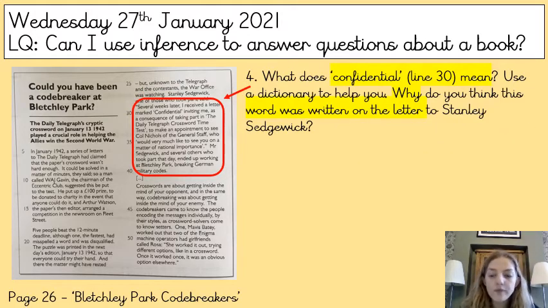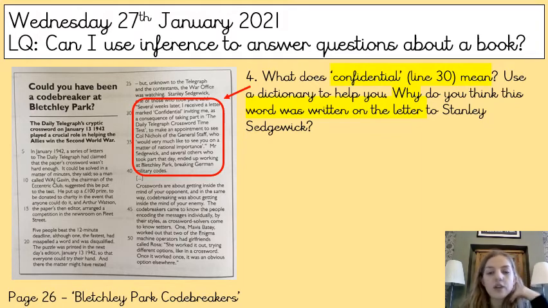Moving on to question 4, I'm going to stay in the same area because it's told me I need to look on line 30 at what the word confidential means. Now, we very briefly talked about what the word confidential means when we were revisiting new vocabulary at the start. You can use a dictionary to help you, or if you want, you can go back to the start of the video to where we were talking about that vocabulary, and you can use what we talked about to help you write your definition.